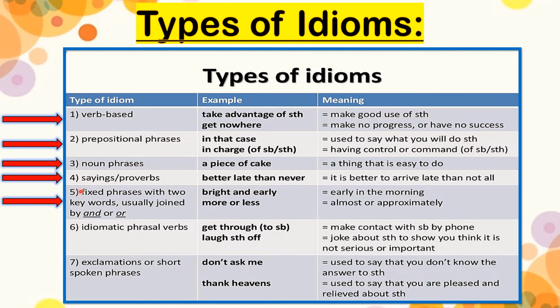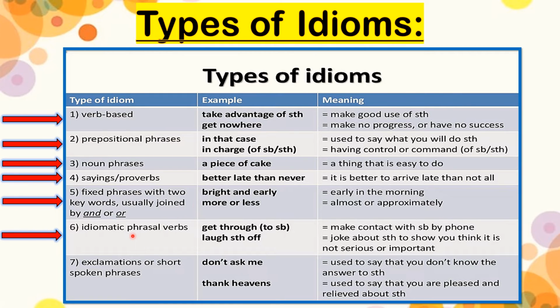Number 5, fixed phrases with 2 keywords, usually joined by and or or. Example, bright and early, more or less. Bright and early meaning early in the morning, more or less means almost or approximately.